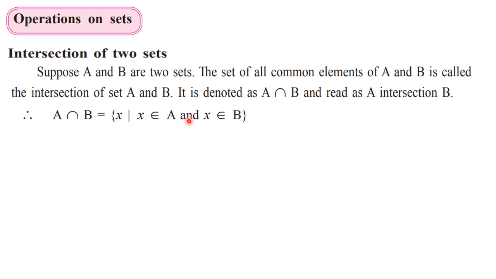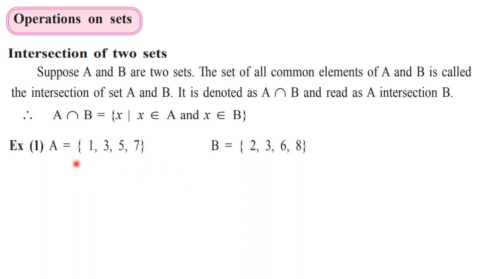So x is an element of A, or x belongs to A, and x is an element of B, or x belongs to B. The element should be present in both the sets. Then only we can write it in the intersection set. Okay, now let us study various examples, and from those we will try to understand the properties of intersection of two sets. So let us see the first example now.